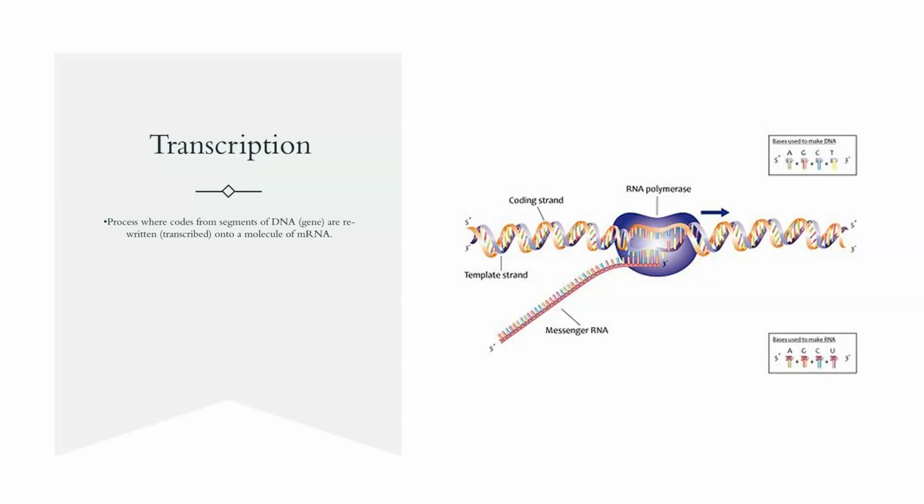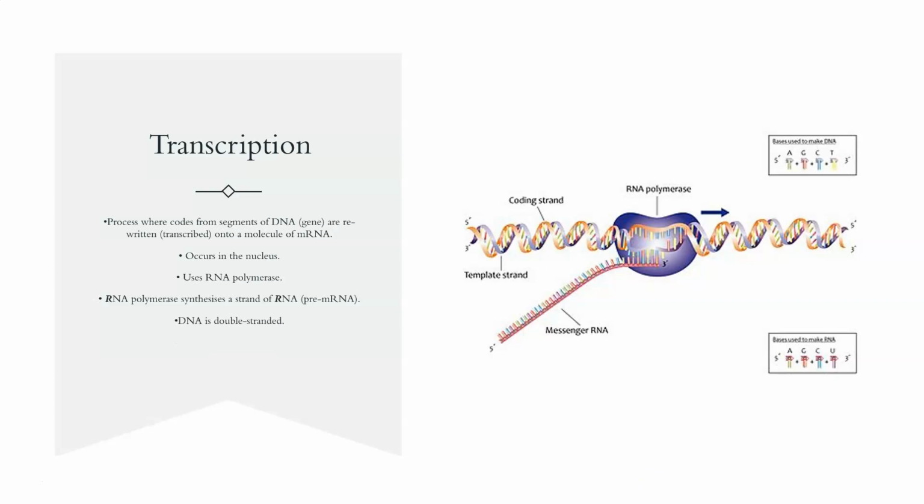So the process of transcription is where segments of DNA or genes are written or transcribed into a molecule of mRNA, as you know from your core units. You know that this occurs in the nucleus of our eukaryotic cells. It uses the enzyme RNA polymerase. This synthesizes a strand of RNA, which we call pre-mRNA.